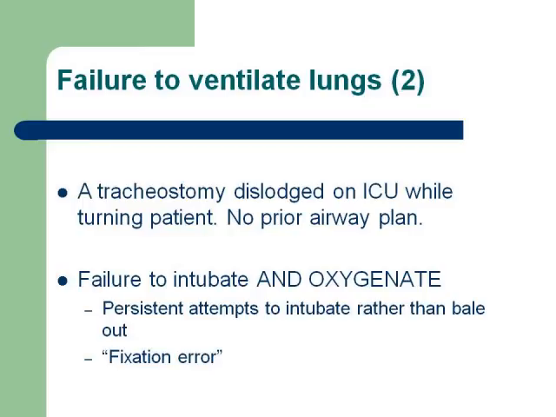First one was on ITU, and a tracheostomy was dislodged while turning the patient. This patient was a known difficult airway, and there had been no plan documented for what to do if the tracheostomy became dislodged, and the intensive care was being looked after by a very inexperienced anaesthetist. So it was felt that there could have been improved care in this case, that there should have been a definite plan, and that's clearly a tragedy.